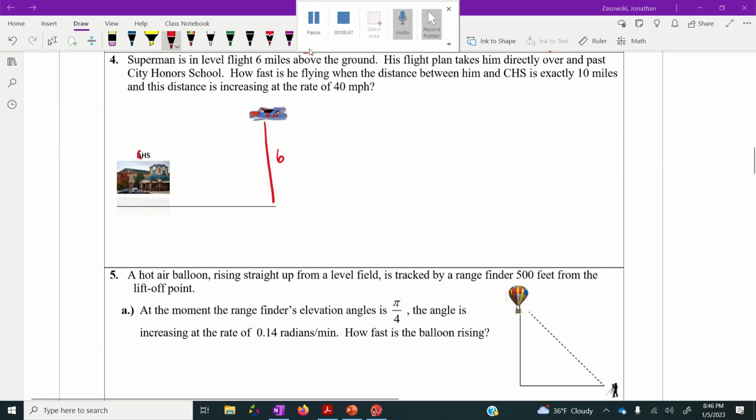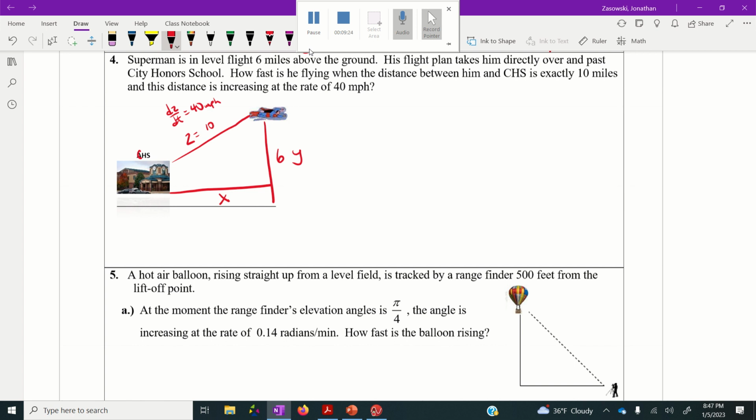So, all right, now this is not the distance. The distance between him and the school, which is this, all right, this is our distance of 10. So if we want to call this, for example, x, y, and z, z is the 10 here. And we know that this distance is increasing. dz dt is increasing at a rate of 40 miles per hour. We want to know how fast he's flying. That would be this distance here. That's how fast he's going.